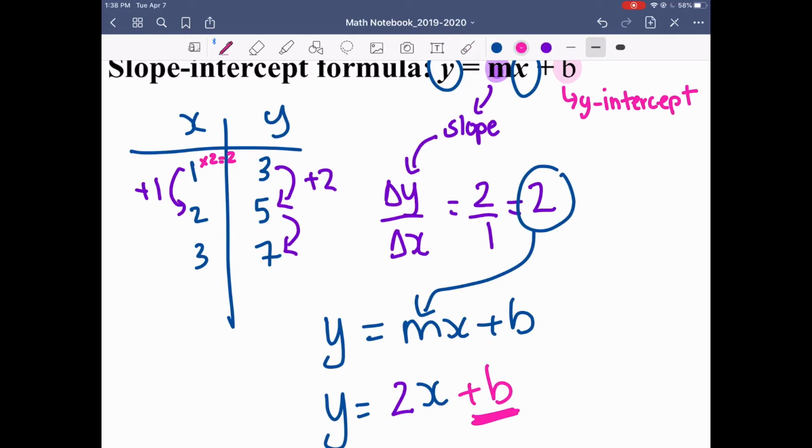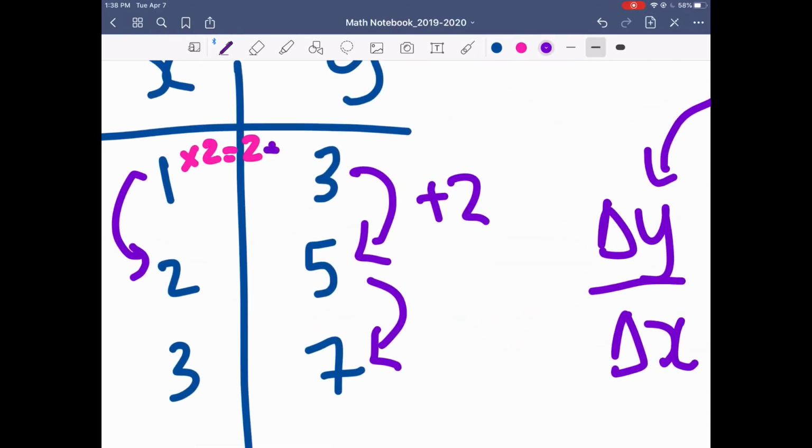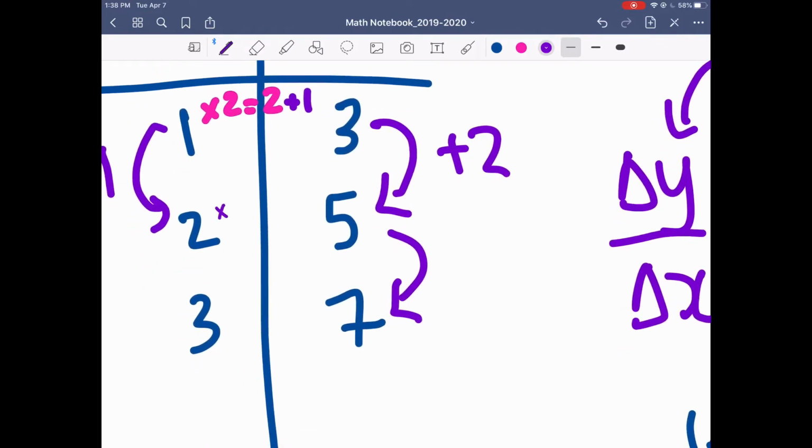So let's see if it works for all of them. So we're saying times 2, then plus 1. So 2 times 2 is 4 plus 1. Yep, that gives me 5. 3 times 2 is 6 plus 1. Yep, that gives me 7.